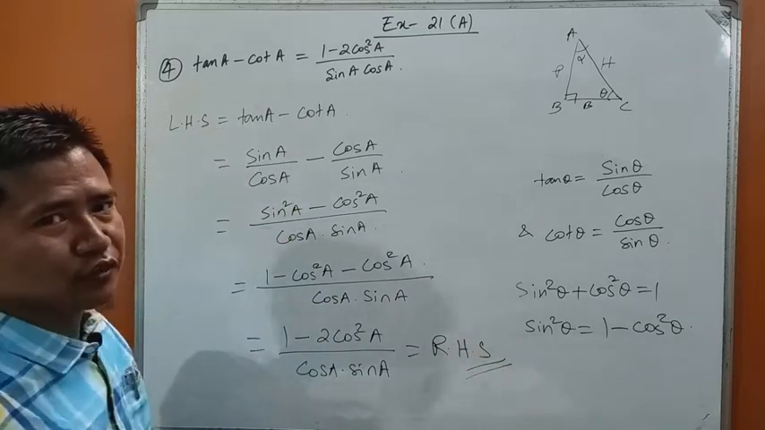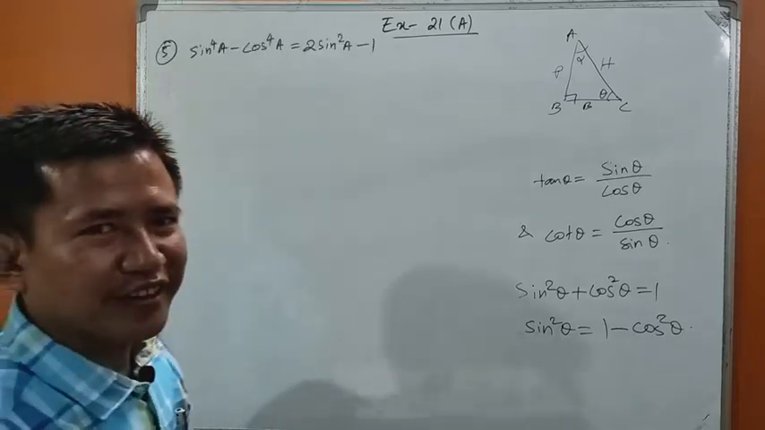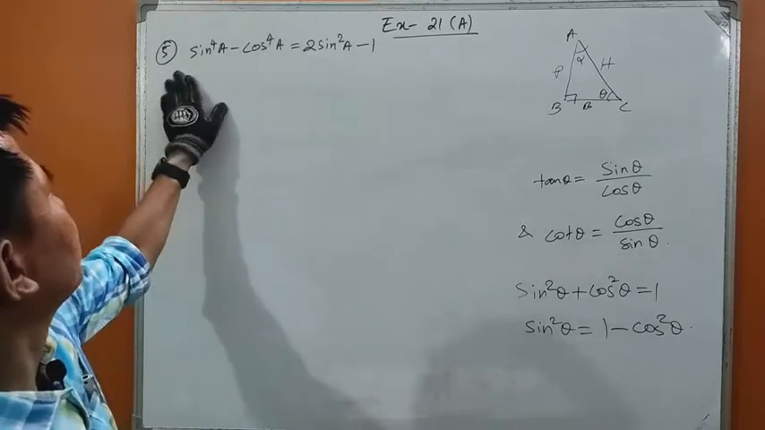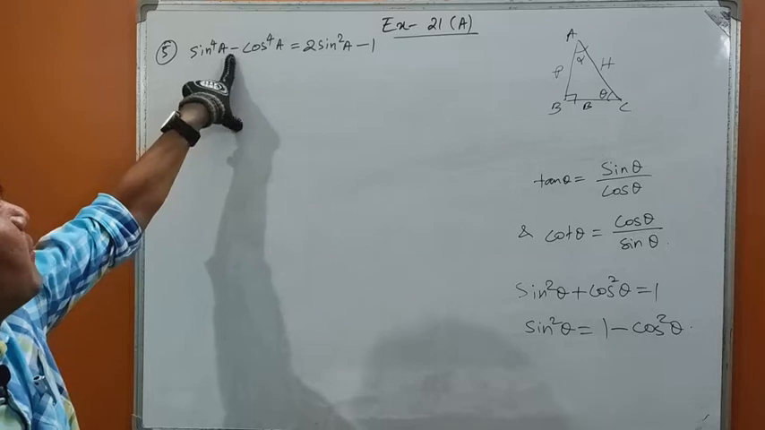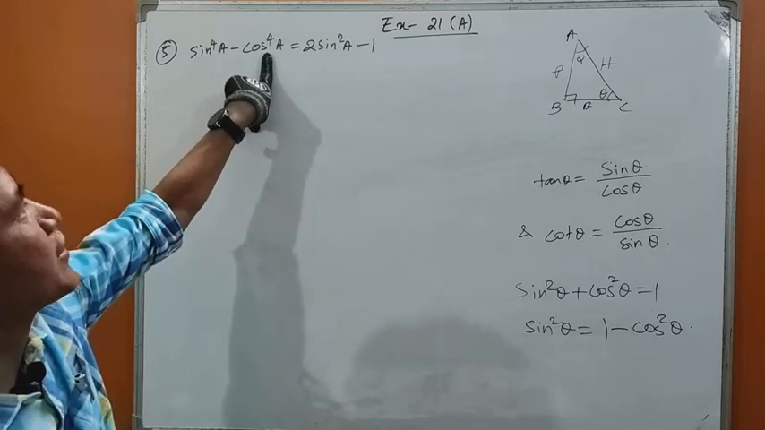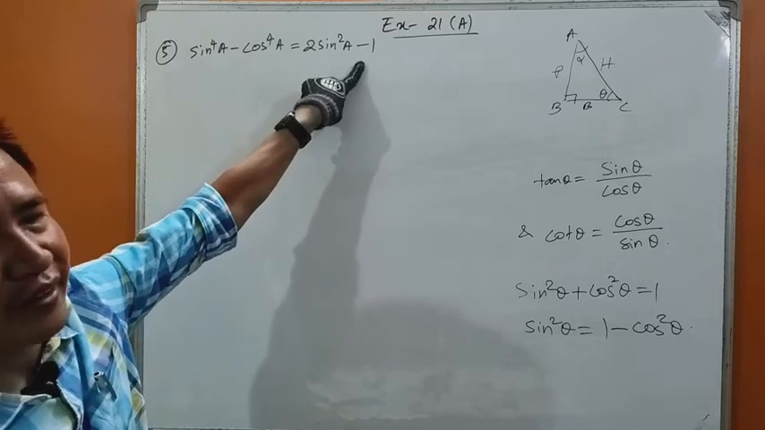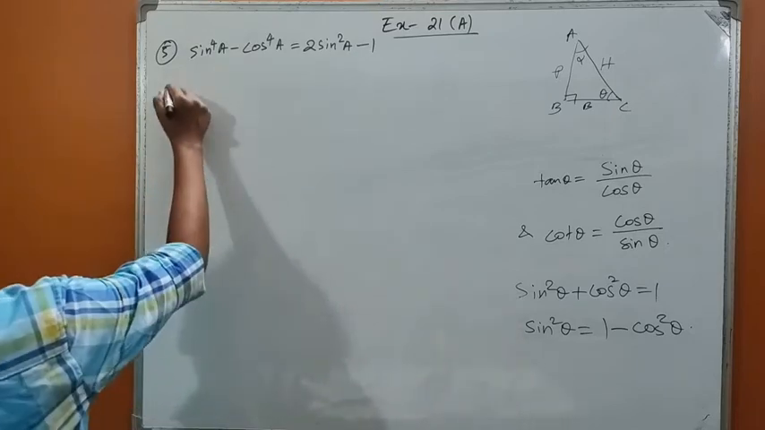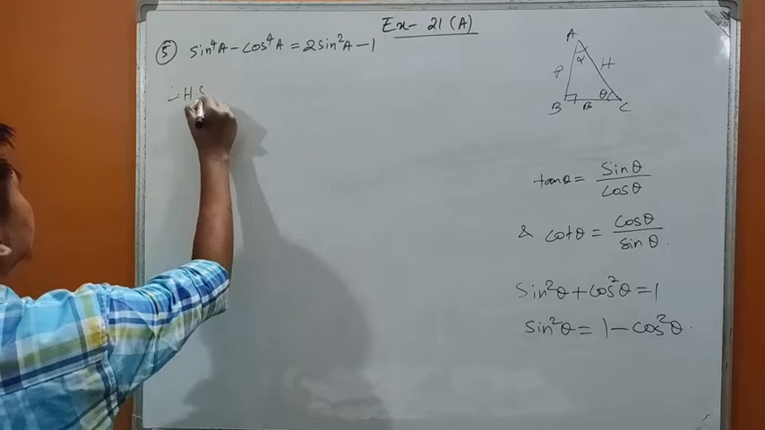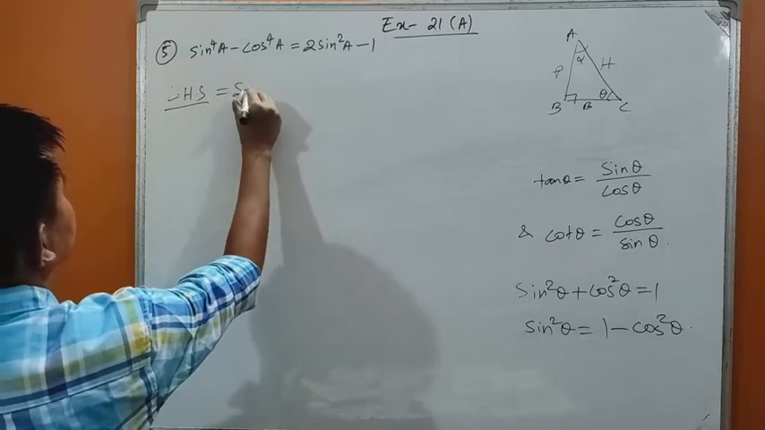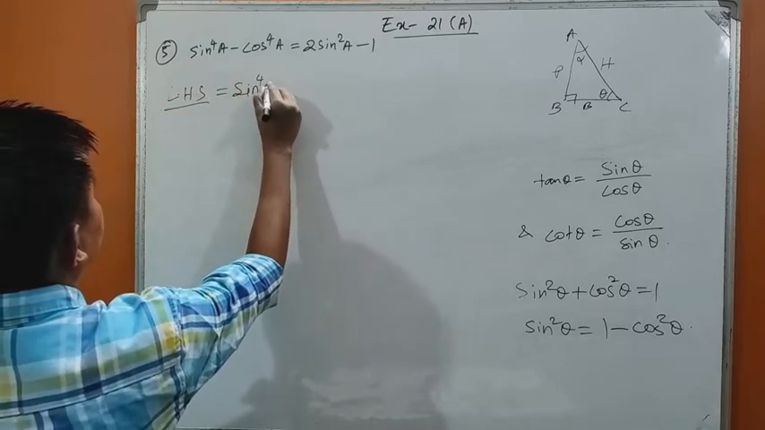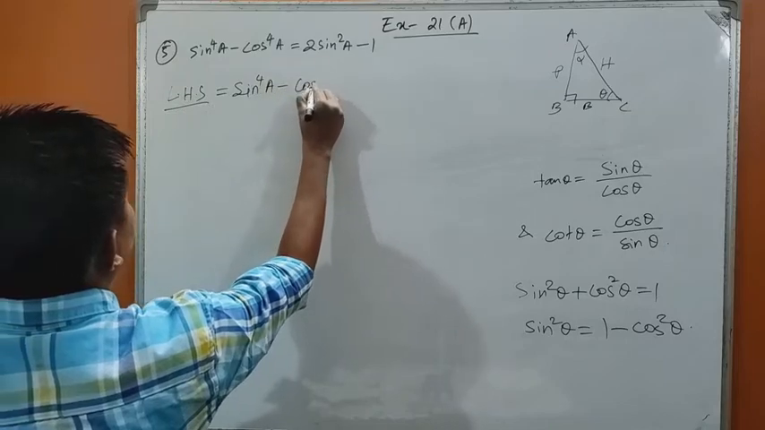Now let us do the next question, question number 5. We have sin to the power 4a minus cos to the power 4a on the left hand side, and we are asked to prove 2 sin square a minus 1 on the right hand side, isn't it? So let's start. On the left hand side we have sin to the power 4a minus cos to the power 4a.